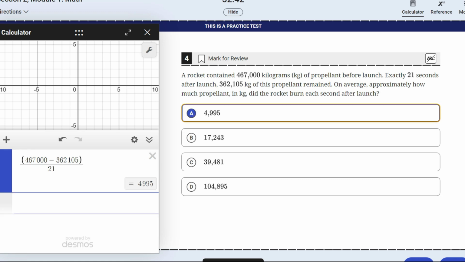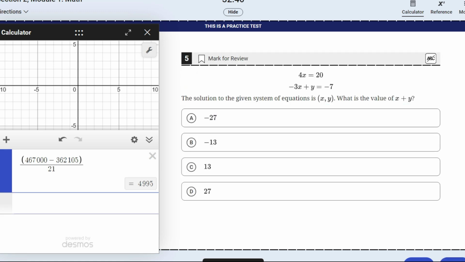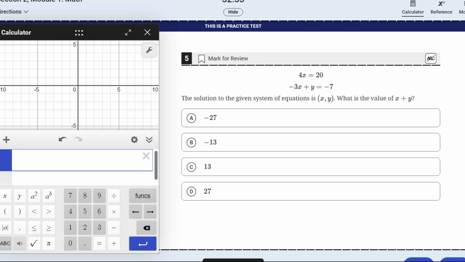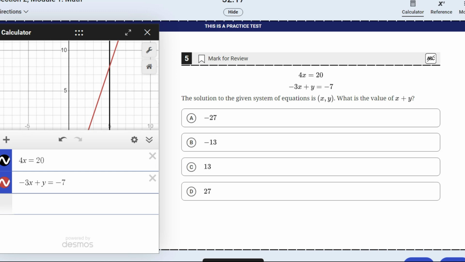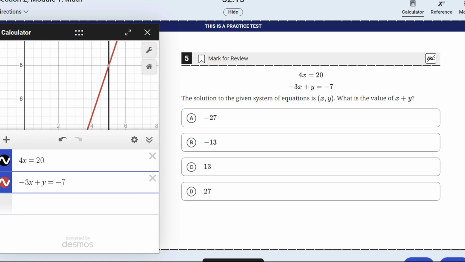Next one, system of equations. Normally, I always use Desmos to solve this one. I don't want to risk making any calculation mistakes, and it's definitely a faster solution. So I just entered these two into Desmos, and in order to find the solution, I just need to look for the point of intersection. And there you go, that's 5, 8. Here I read the question again, and I have to add those. So that's 13.